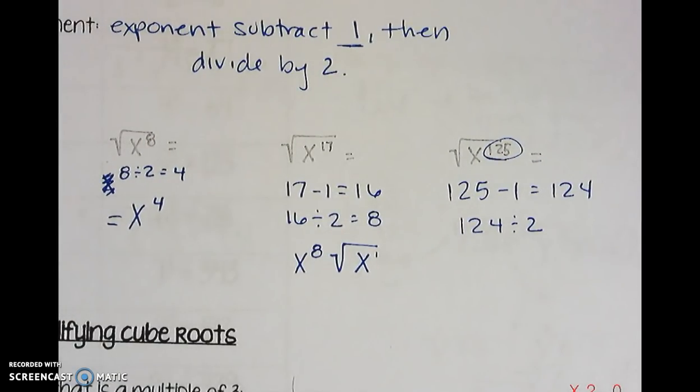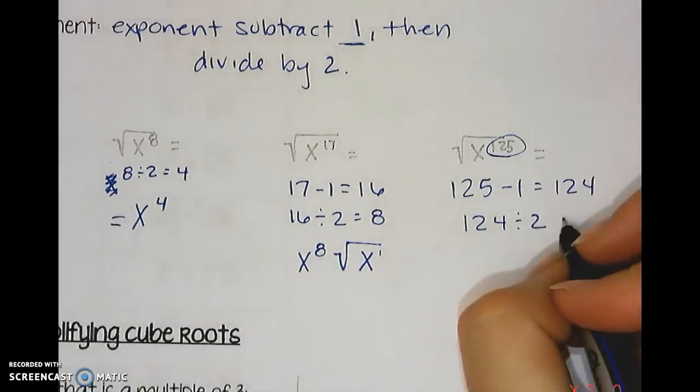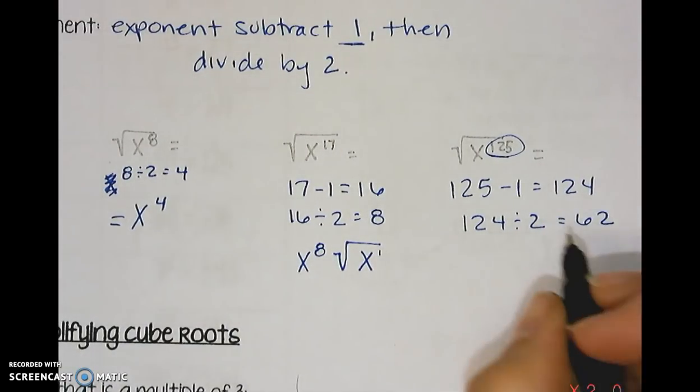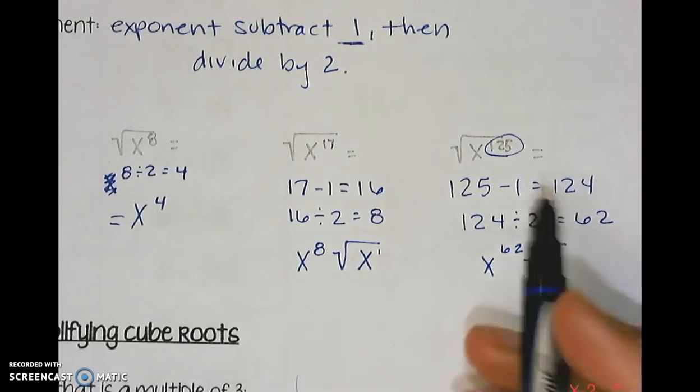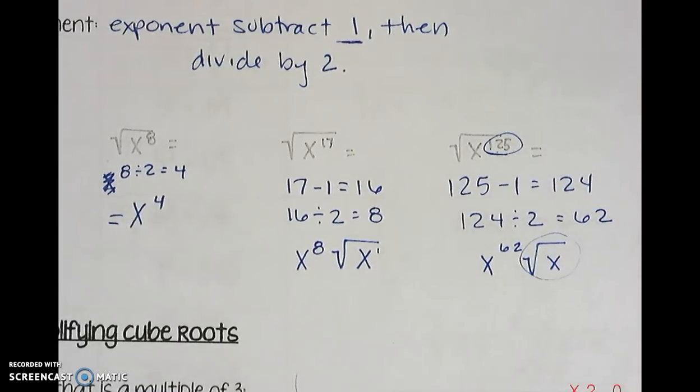Also, if you have an odd exponent, then you know that you still have a radical. All right, so then this equals 62. And so we have x to the 62 radical x. Every time there's an odd exponent, you're always going to have radical x.